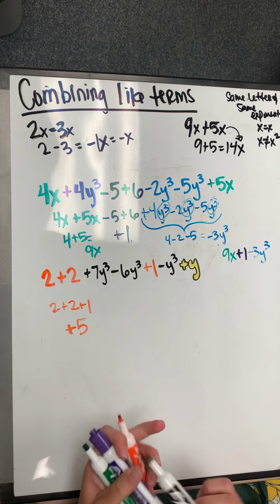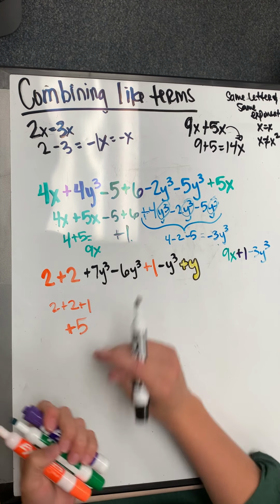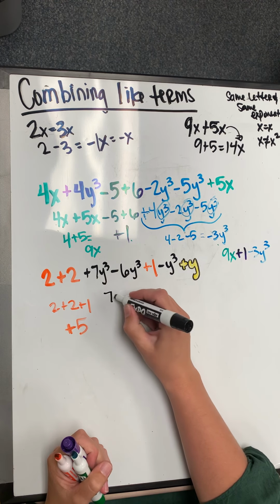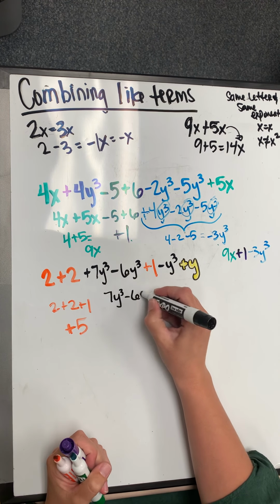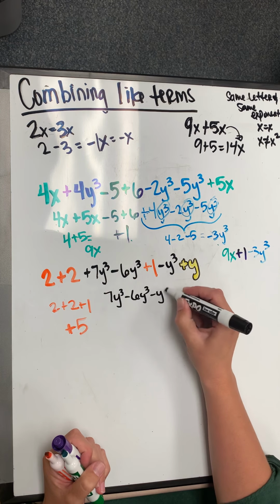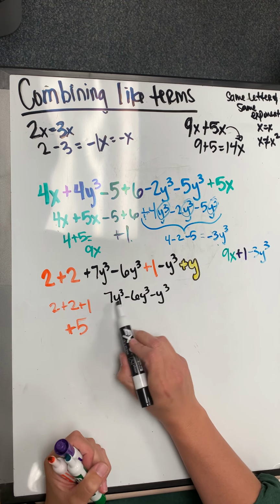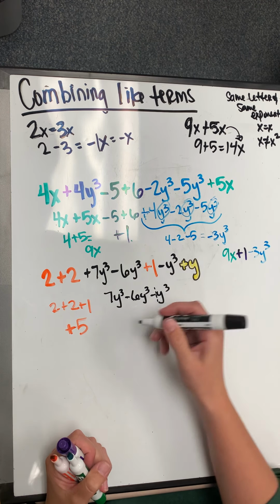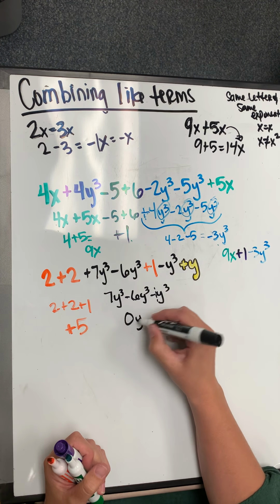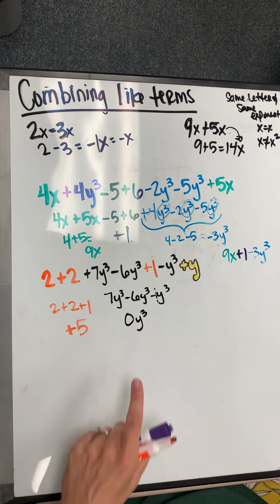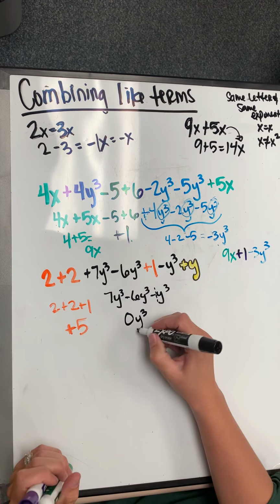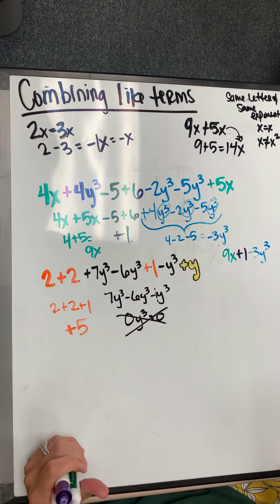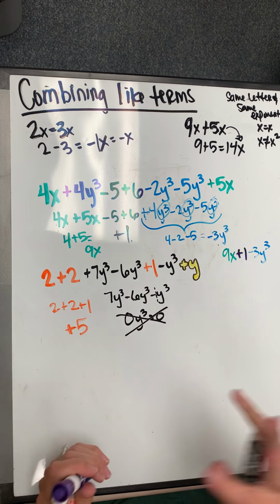Now, as far as my y to the thirds, I have a positive 7, so 7y to the third minus 6y to the third minus y to the third. Well, this is 7 minus 6 minus 1. Remember, there's that 1 there. So this actually becomes 0y to the third. Well, 0 times anything is going to equal 0, so we actually won't write that in our final answer. It will just totally be gone.